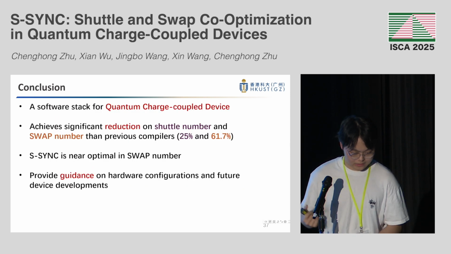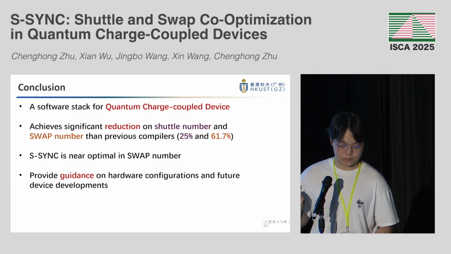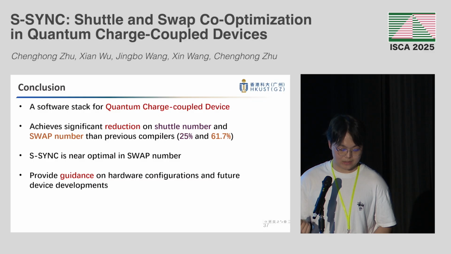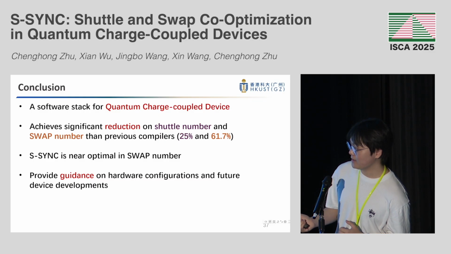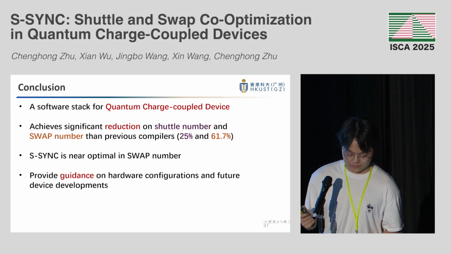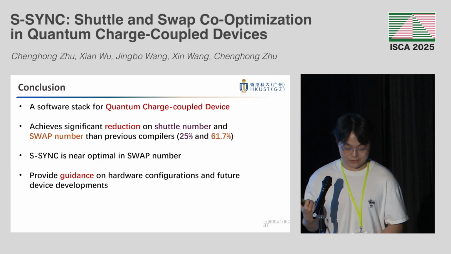To conclude, we provide a software stack for QCCD devices, and we can reduce both the shuttle number and swap number. We show that our compiler is near optimal in swap number, but still has some room for improvement in shuttle operations. We also provide some guidance on hardware configurations.